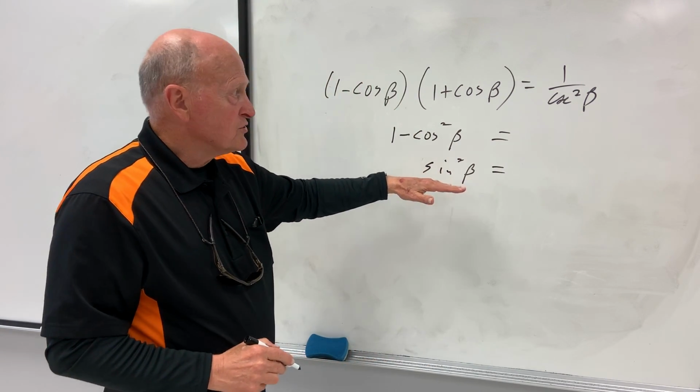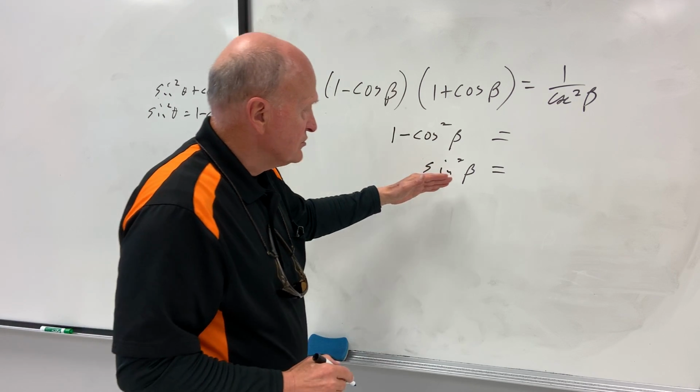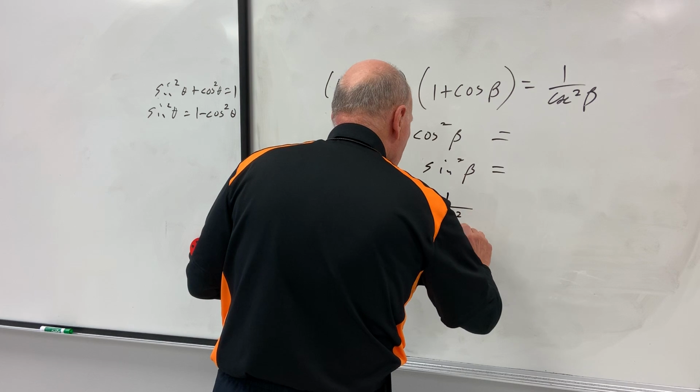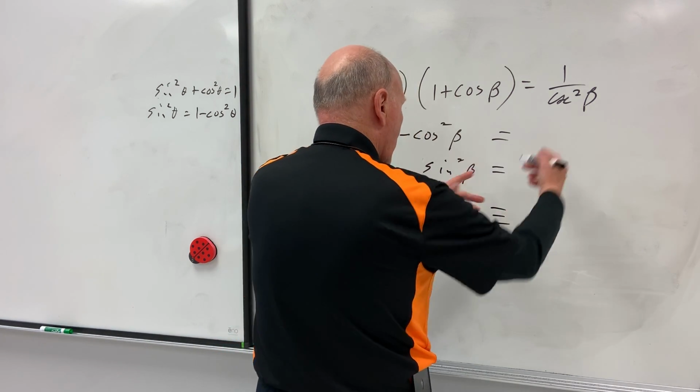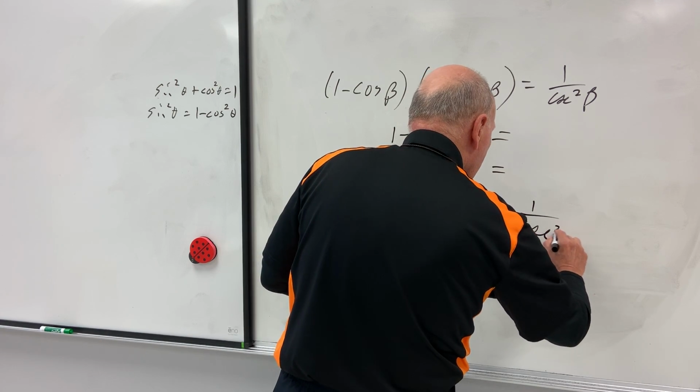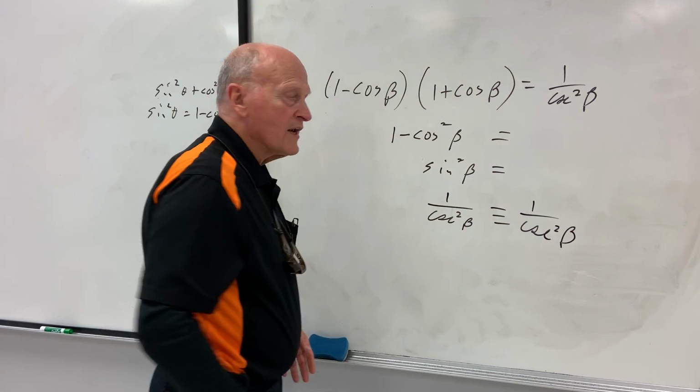Sine and cosecant are inverse functions, so sine squared is the same thing as 1 over cosecant squared. And we have the exact same thing that we have over here. And so we have our identity like so.